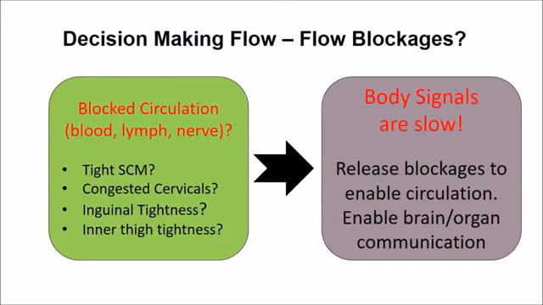Next, we look at factors that prevent blood, nerve, or lymph flow. Does the patient have a tight SCM? That means lack of parasympathetic feedback, which is primary for all healing to take place.